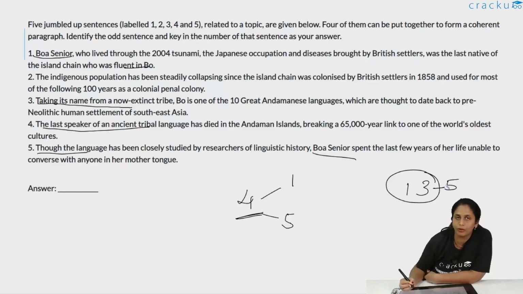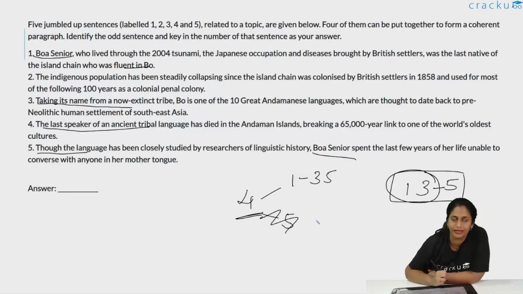So 1, 3 tell you how the language got its name. Boa Senior was the last person speaking that language. And 5 then tells you that in her final year, she was not able to speak to anybody else because there was nobody else remaining who spoke Bo. So 1, 3, 5 essentially becomes a block. 4 introduces the topic, and 1, 3, 5 together tell you how the language disappeared as such.